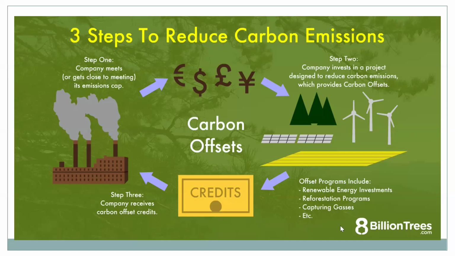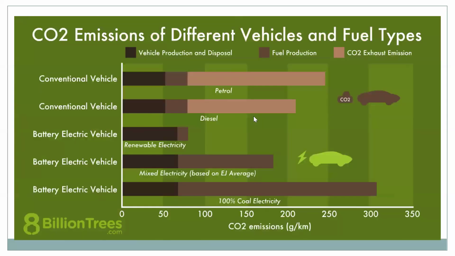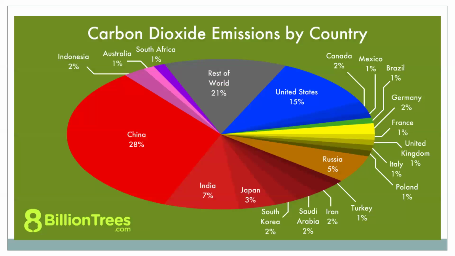We need 8 billion trees to offset carbons, 8 billion trees. Now this is, of course, I can skip because we shall go through this with the lecture. Carbon dioxide emission by country.